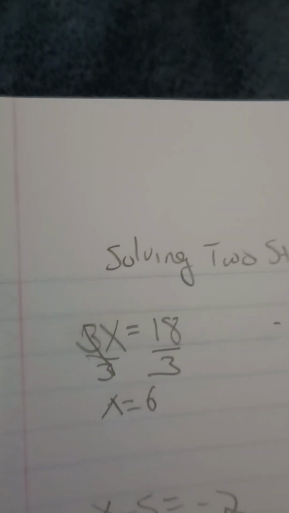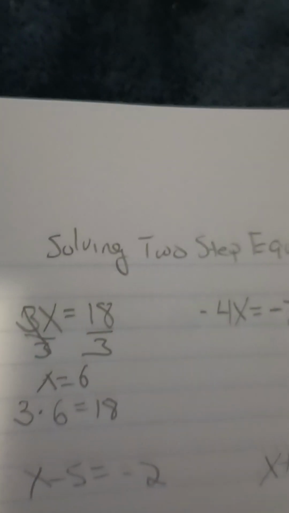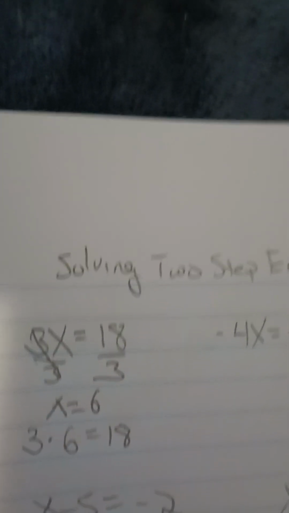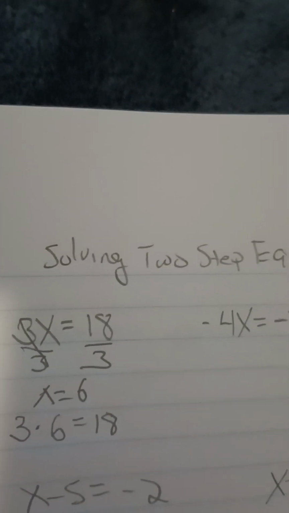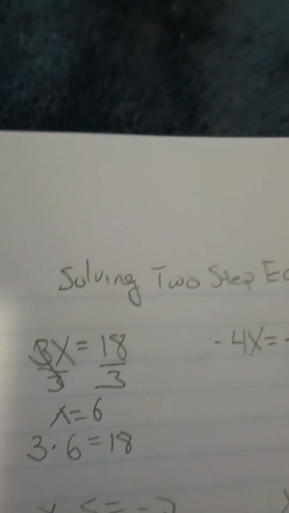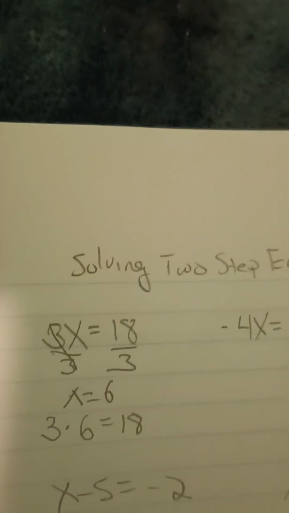Now we can go back and replace the x with 6. So if we go back, we have 3 times x, which was 6, equals 18. Now we can test our solution. Does that work? Is 3 times 6 equal to 18? In fact, it does. So that means that our solution is correct.